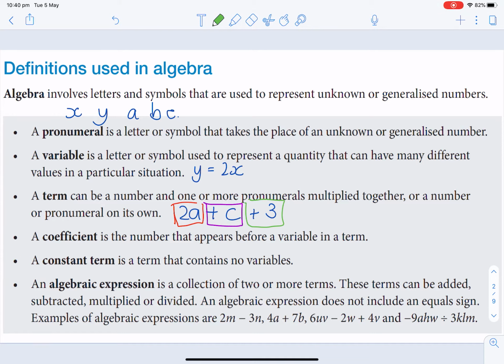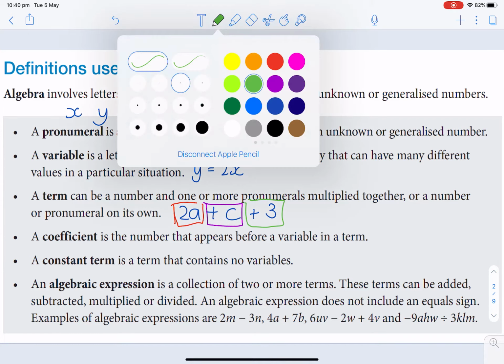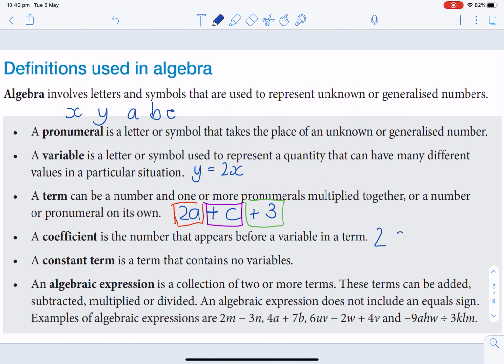A coefficient is the number that appears before a variable in a term. So if we were talking 2a, the 2 here is your coefficient. A constant term is a term that contains no variables, so it's just a number by itself, like the number 3 up here.